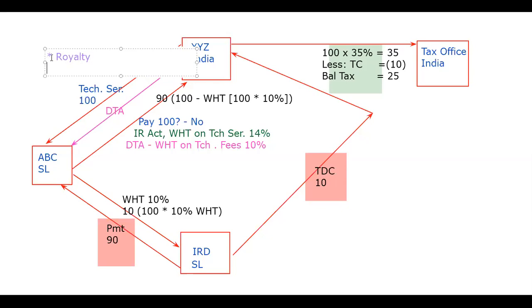Then royalty, you can apply dividend, then you can apply interest as well. Not only this thing, right? The same theory, then the rate will be different, right? I will move to the tute again.